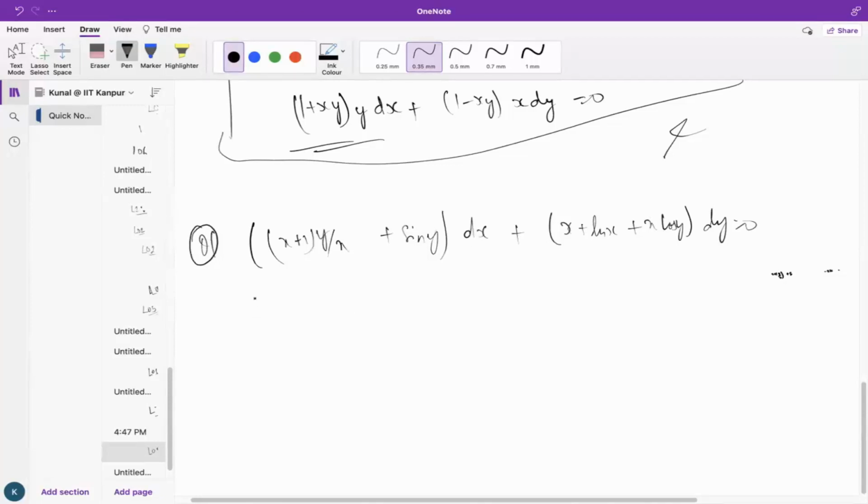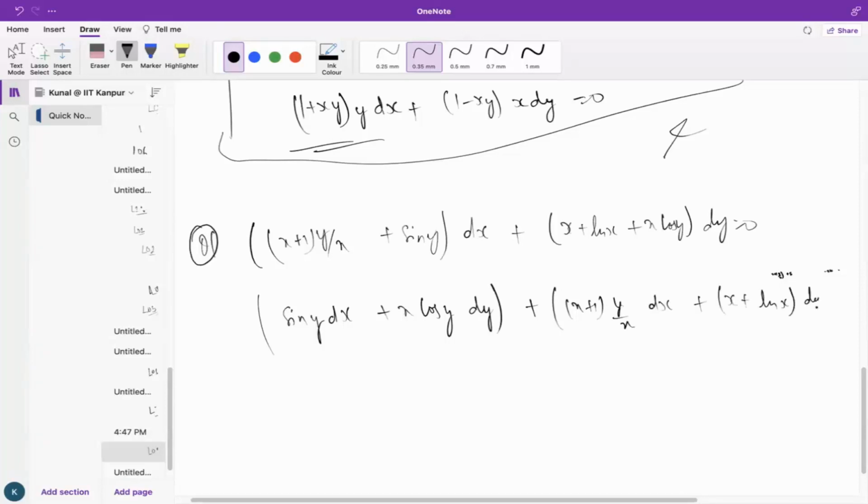So when we open this, what we get? We get sin y dx plus x cos y dy plus (x plus 1) y by x dx plus (x plus ln x) dy is equal to 0.